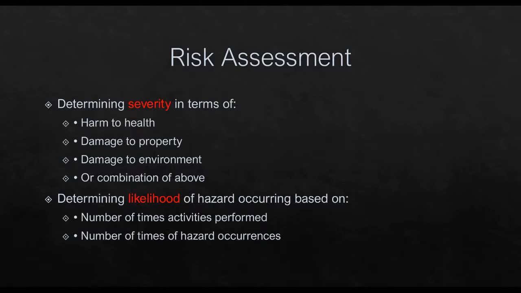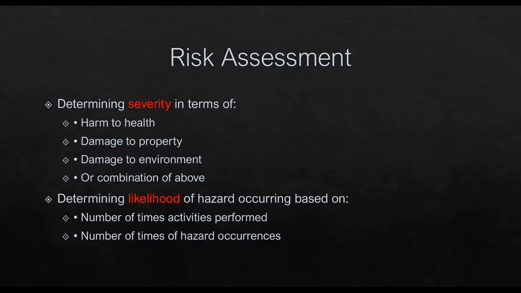But before we start the risk assessment, we have to determine the severity and the likelihood. First, determining the severity in terms of harm to health, damage to property, damage to environment, or a combination of the above. We have to think about the risk not only to human health, but also about damage to the property, damage to the environment, and so on. Not only focusing on human health.